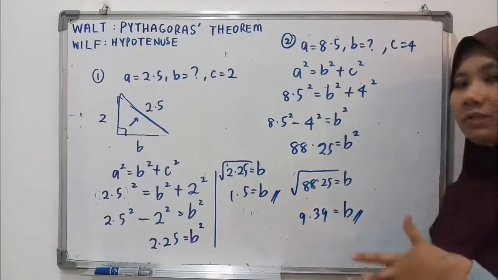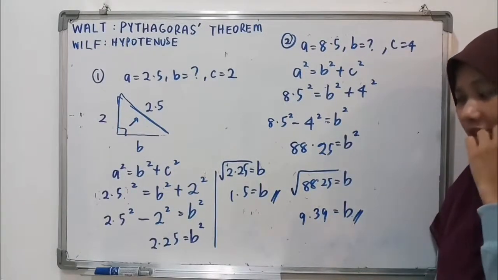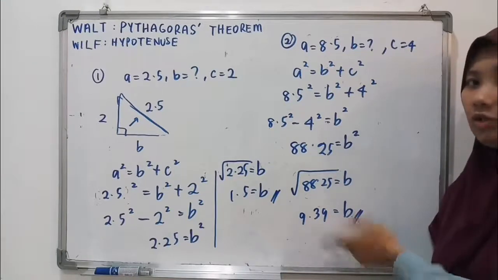You can get a decimal, it doesn't matter. You just need to make sure that you give your answer in 3 significant figures only. You don't have to take all, okay?